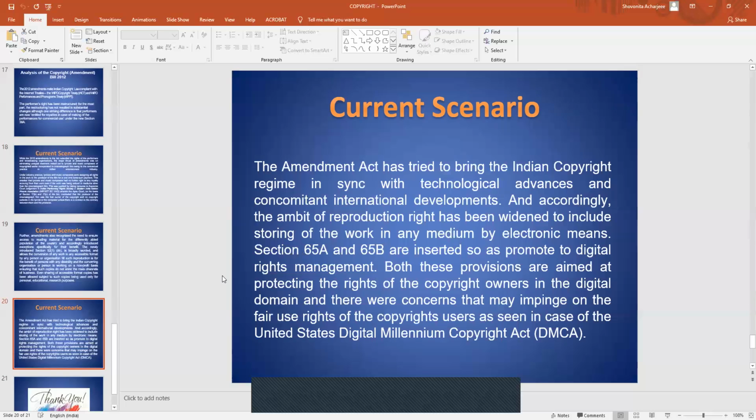Further, moving on, the Act also syncs with technological advances and international developments, and especially sections 65A and 65B are inserted so as to promote digital rights management. Both these provisions aim at protecting the rights of the copyright owners in the digital domain, while also encouraging the fair use rights of copyright users.